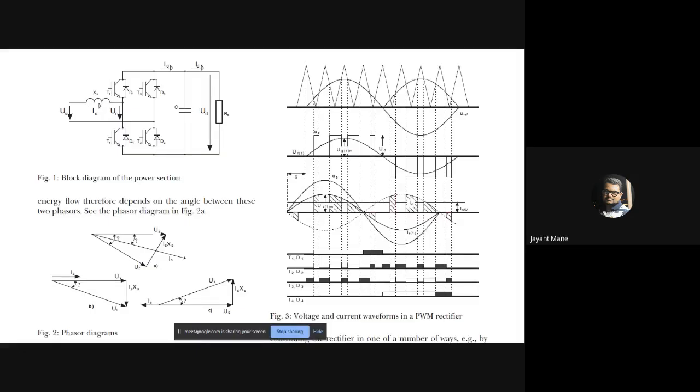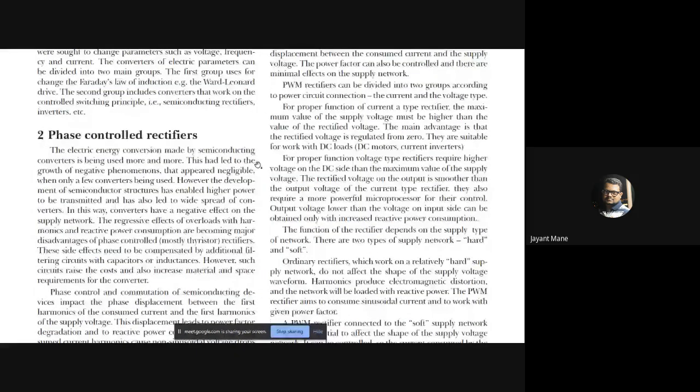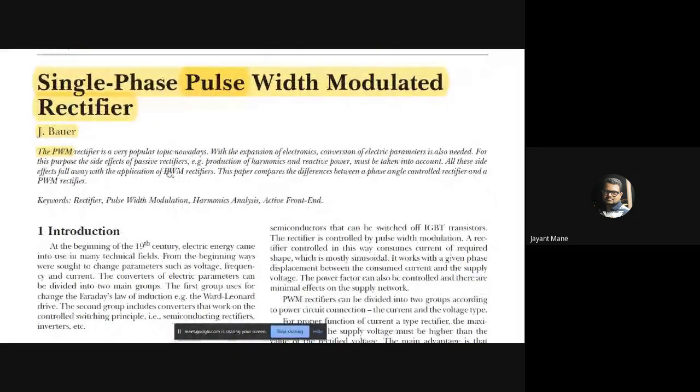Modulation means changing. Width is the width of the pulse. Okay, pulse width modulation. That is what PWM stands for. So in short, see in this paper, only in the title it is written as pulse width modulated rectifiers, and after that directly PWM rectifiers, PWM rectifiers. So PWM stands for pulse width modulation.